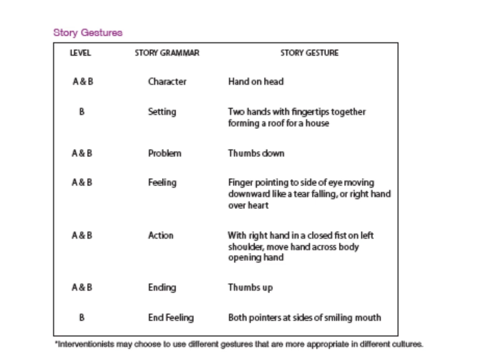The action, we have a closed right hand in a closed fist, and then we move it across our body, opening the hand. Alternatively, you could just raise your hand and open up your fingers as you raise them up, straight up above your head. For the ending, we would do a thumbs up, looks just like the icons, and then the end feeling, we put fingers on the sides of our cheeks and smile.